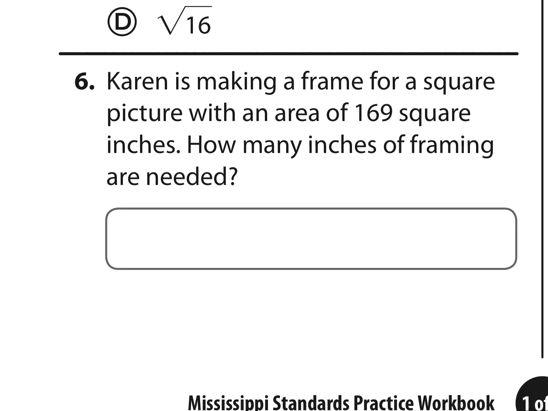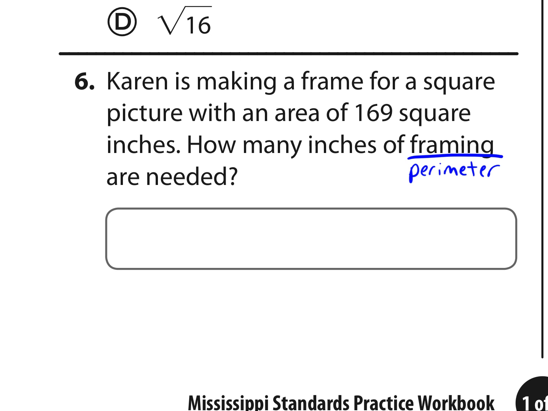Problem 6 is an application of square roots. Karen is making a frame for a square picture with an area of 169 square inches. How many inches of framing are needed? And think about the frame of a picture. That would really be the perimeter of the picture. So we want to know how many inches of perimeter there are.